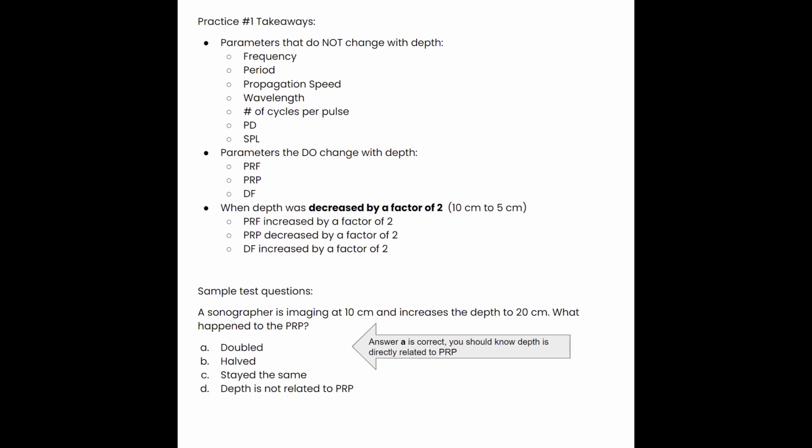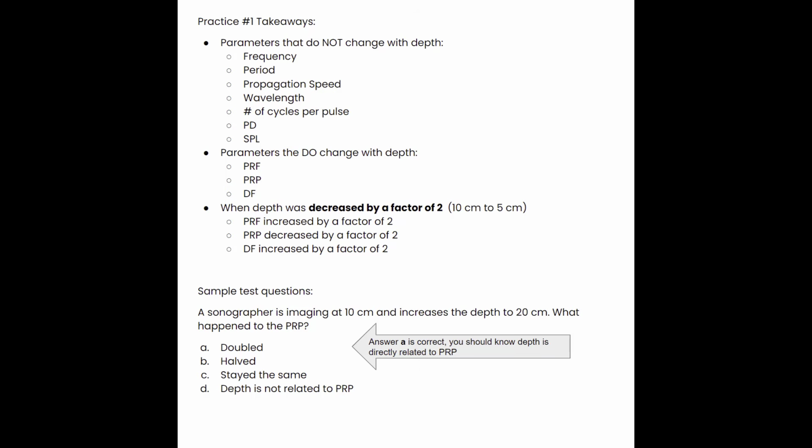And the goal was to see what did not change with depth and what did change with depth, and then how did it change. Parameters that do not change with depth are going to be our frequency, period, propagation speed, wavelength, number of cycles per pulse, pulse duration, and spatial pulse length. Those are not depth dependent features. The ones that do change with depth are going to be PRF, PRP, and duty factor.